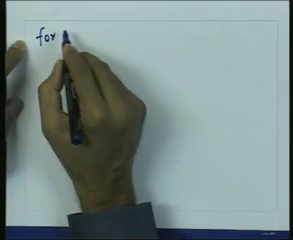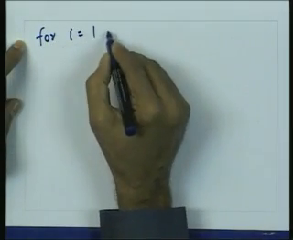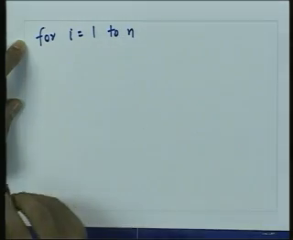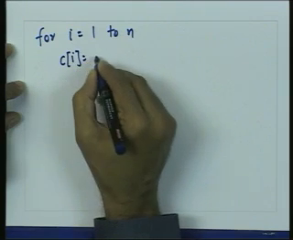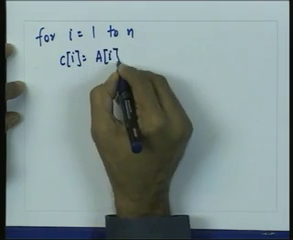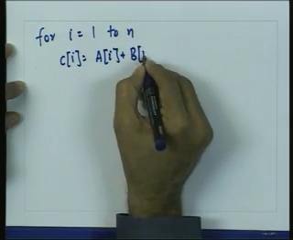Let us now turn to some structured computing statements. Let us take a loop. So, let us say we have a for loop. For I equals 1 to n, let us say we do something like C of I equals A of I plus B of I.